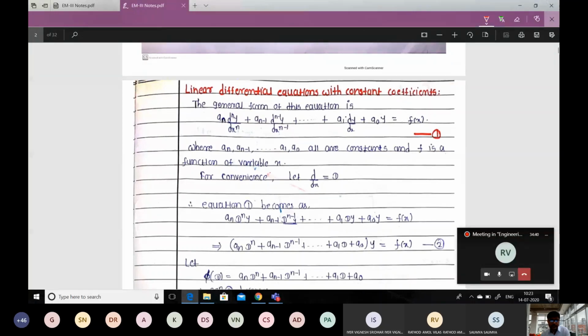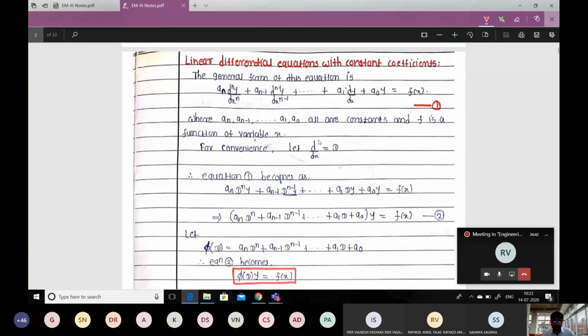For our convenience, I'm letting this operator d by dx be equal to capital D. Why this capital D? Why not another notation? I feel D stands for derivative, and this will be a very useful notation because we are talking about the derivative. So I am using d by dx is equal to capital D, and in equation number 1, I am replacing that operator d by dx by capital D. The rest of the things we will keep as they are.